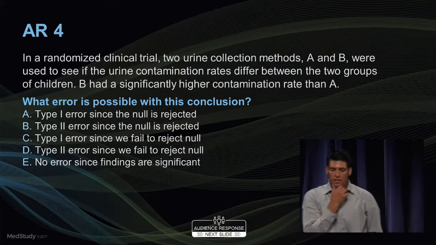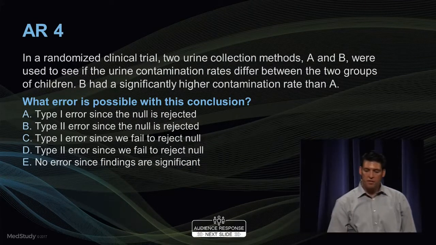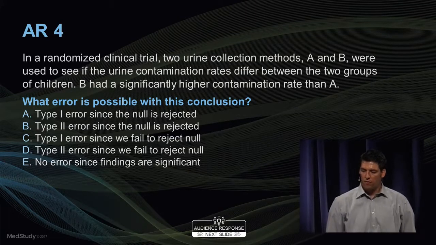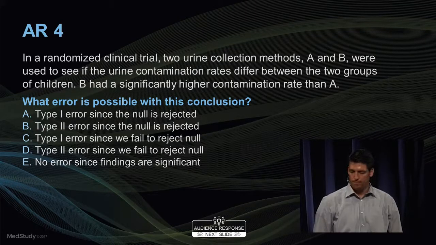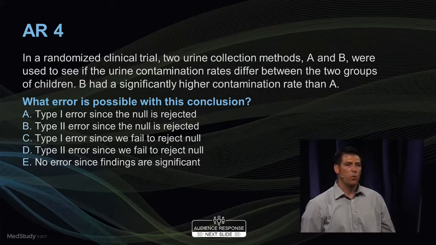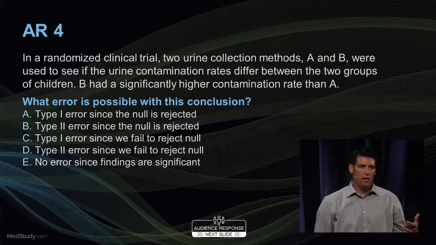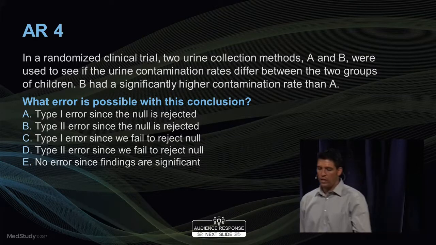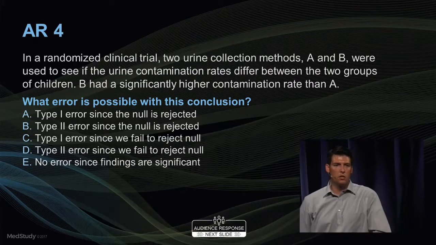Okay, in a randomized clinical trial, 2 urine collection methods, A and B, were used to see if the urine contamination rates differ between 2 groups of children. B had a significantly higher contamination rate than A. Okay, so we carried out a statistical test. We concluded that B had a significantly higher contamination rate than A. And our question is, what error is possible in this conclusion?